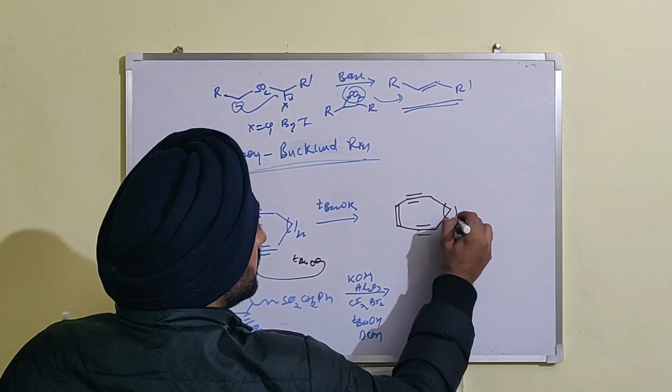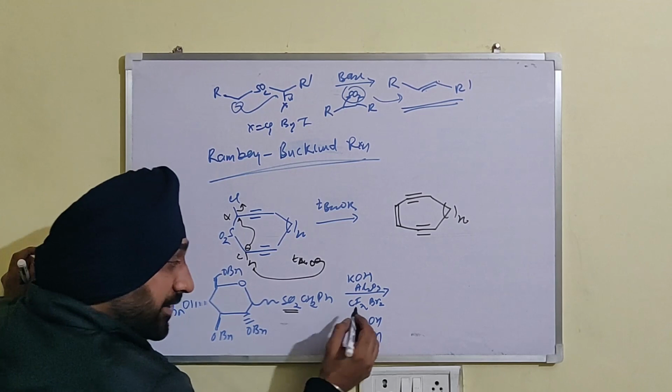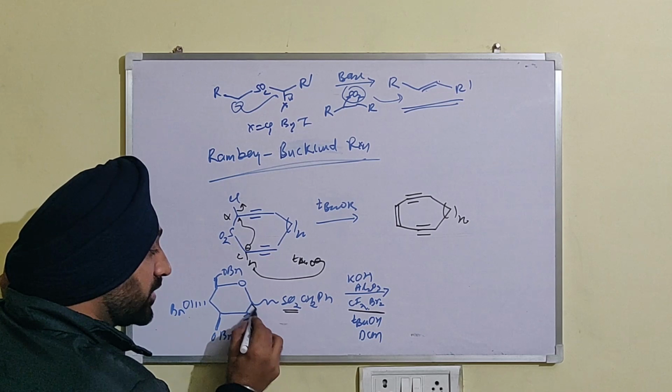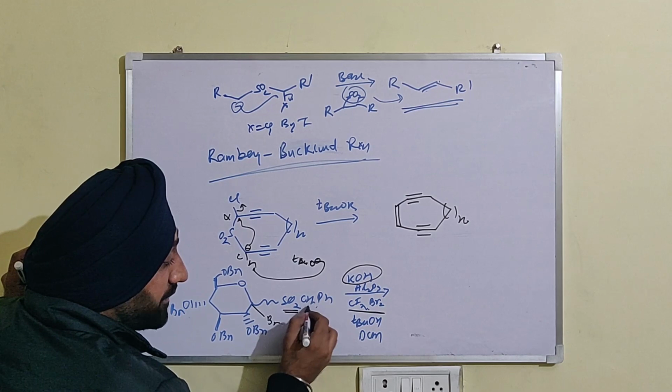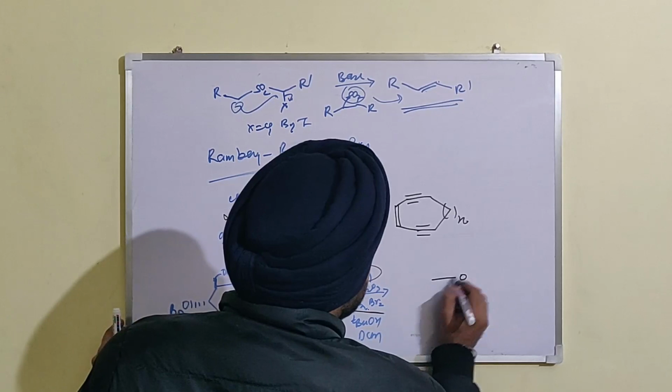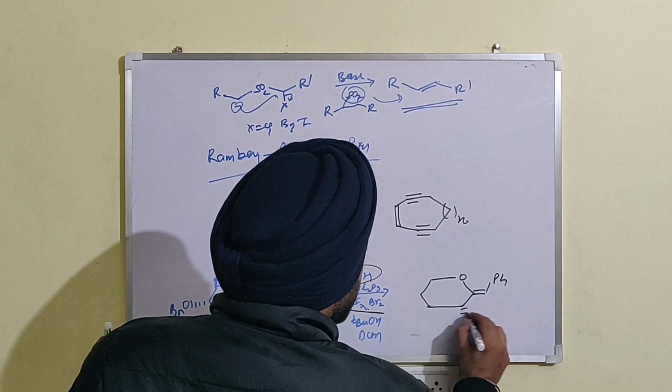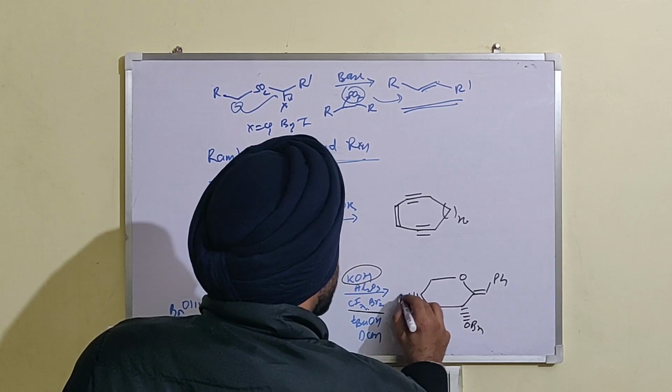Similarly in this case what we have is an SO2 and we are giving this CF2Br2. So what this reagent does, this carries out the alpha bromination, and since we are using a base like KOH, it abstracts the proton and again it leads to the formation of olefin. So this is the product that we get in this case. So this is also a very, very good example of the Ramberg-Bucklund reaction. Okay.